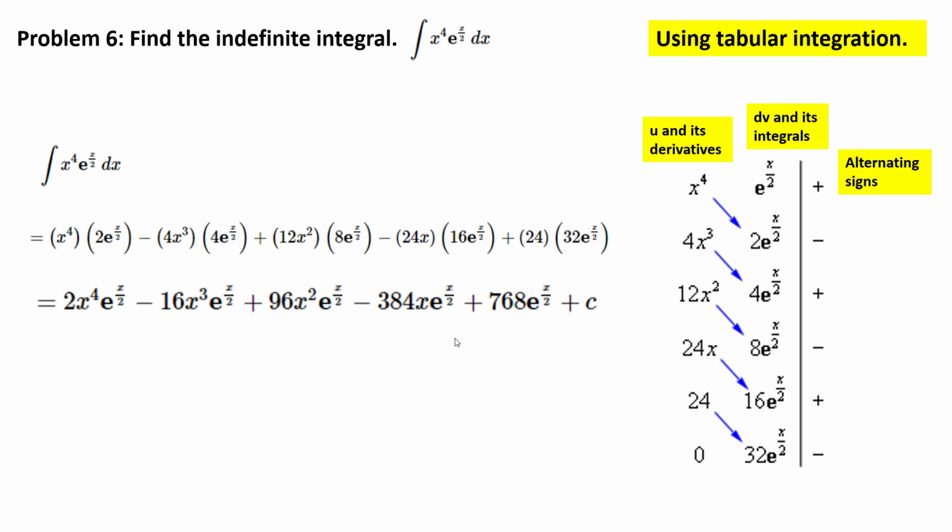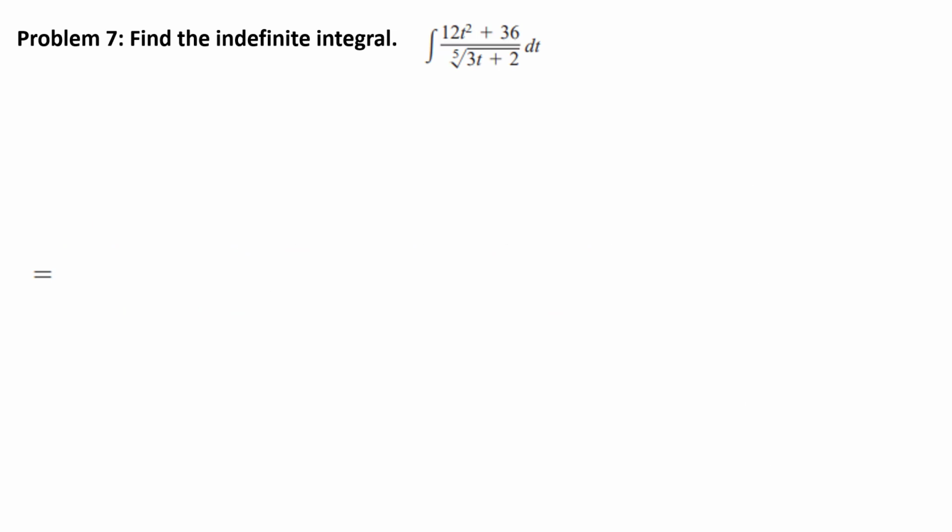So this can be used whenever you have a polynomial times literally any function whose integral is a closed-form formula. I do have one more example. It seems like you should be doing some sort of fraction division, but because this can be thought of as a polynomial times 1 over the 5th root of 3t plus 2, you can actually do tabular integration, or you can try.